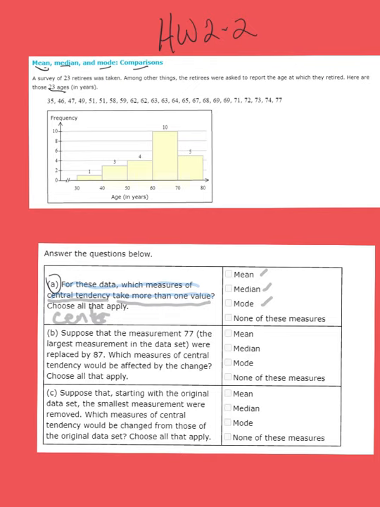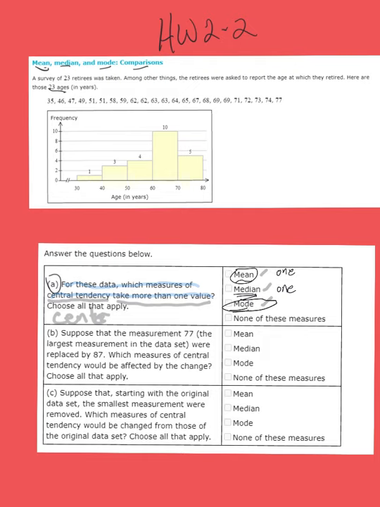Well, to find the mean, you add all the numbers up and divide by however many, in this case 23, and you'll get one answer. There's only one mean to a set of data. The median is the middle number. It's not several middle numbers, it's just one middle number. So there's only one of those. Now mode, you could have more than one mode. You don't have to have more than one mode, but you could.